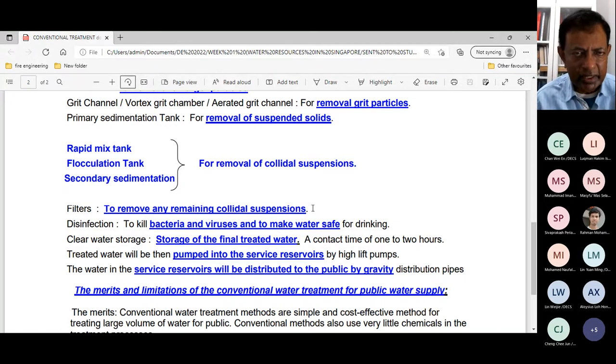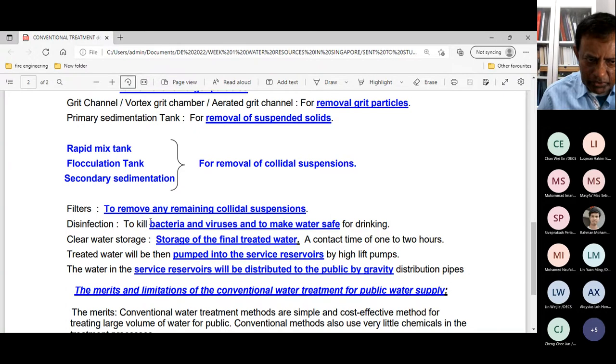In the single line diagram, I have denoted this as the 10% of the colloidal particles which will refuse to settle down or to be removed in the sedimentation tank. Okay, so they still remain. That 10% of the colloidal solids will remain in water, and the best way to remove them is by sand filters. So the sand filters are essentially to remove any remaining colloidal suspension.